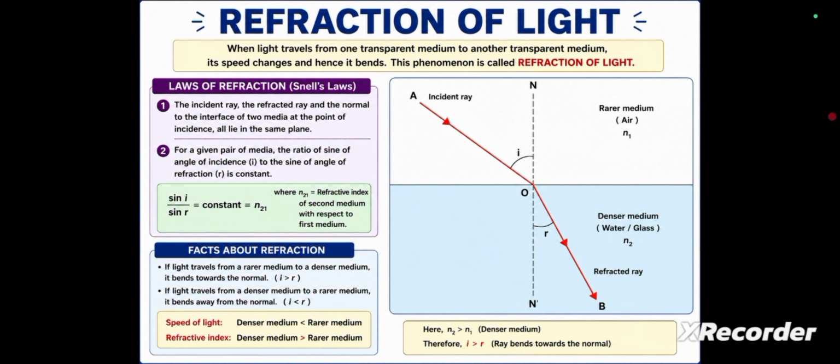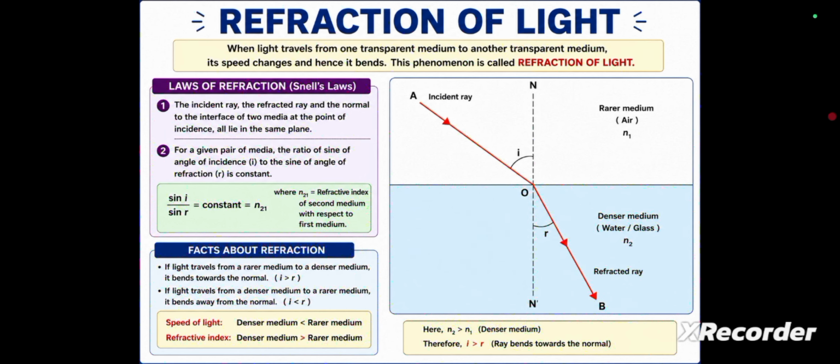Daily life examples. We have to discuss some daily life examples. Pencil in water appears bent, as already shown in the figure. Coin in water appears raised. Swimming pool looks shallow. Rainbow formation. These are all refraction of light. Rainbow formation is because of refraction and dispersion also.